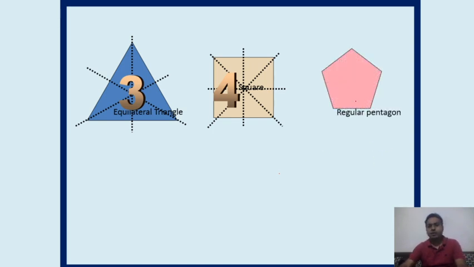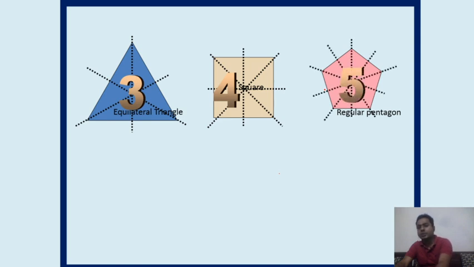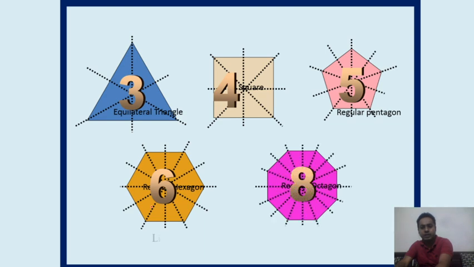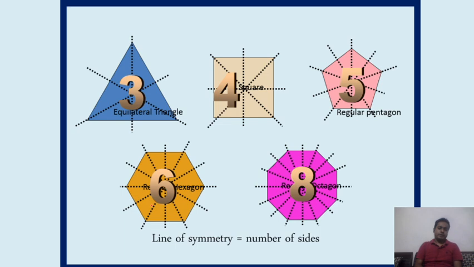This is a regular pentagon. It has 5 sides. So how many lines of symmetry? It has 5 lines of symmetry. This is a regular hexagon. It divides into 6 equal parts by 6 lines. That's why the lines of symmetry are 6. And a regular octagon is the same, it has 8. Then we can say the number of lines of symmetry equals the number of sides of a regular polygon. If the number of sides is 5, then the lines of symmetry is also 5. It is only for regular polygons.